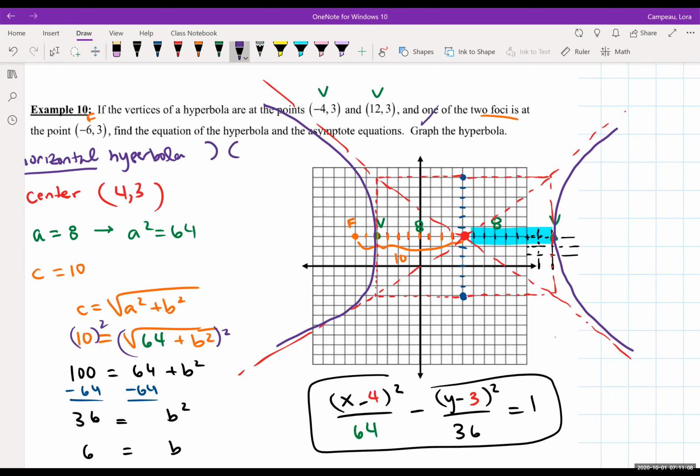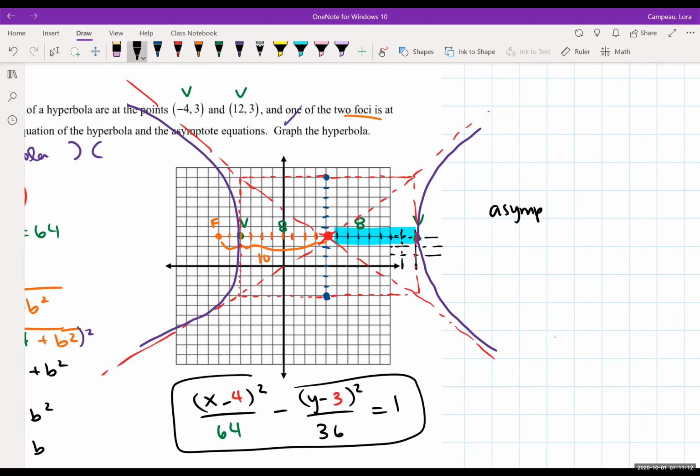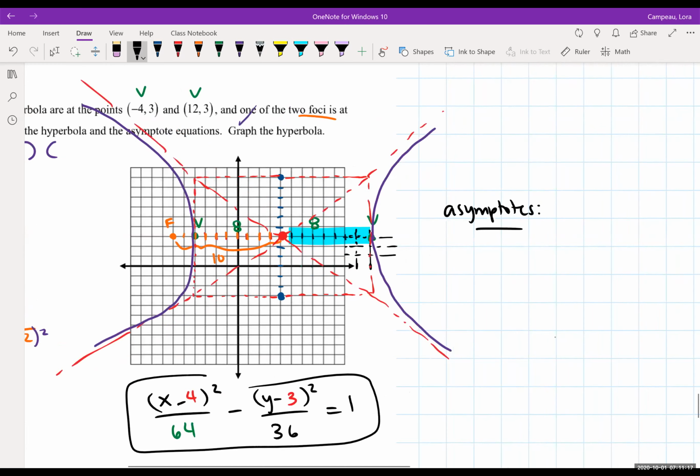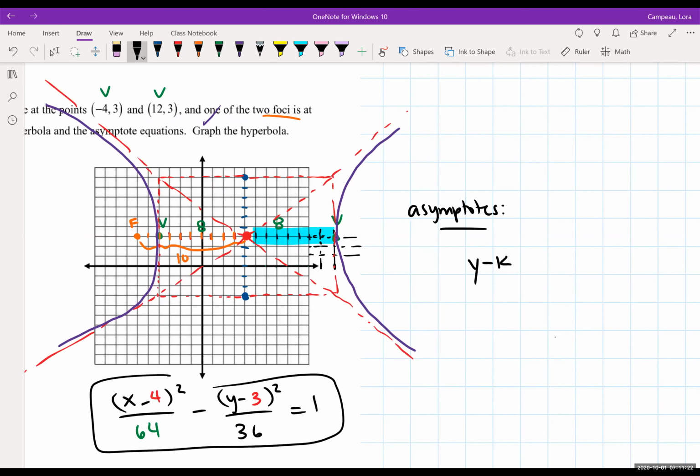The last thing they wanted us to practice were the asymptote equations. So what I will go through is the idea of y minus k equals plus or minus the slope, x minus h. I noticed that it's always related to what the equation of the hyperbola looks like. I didn't quite use the a over b or b over a because I'm really just going to use my graph to help me determine who's the rise and the run, but feel free.